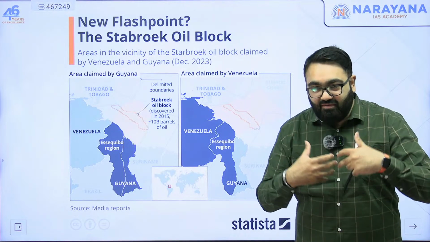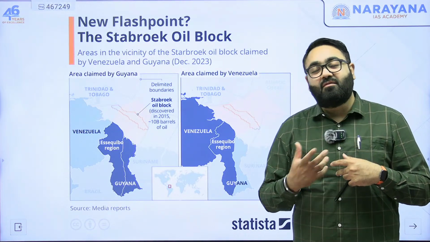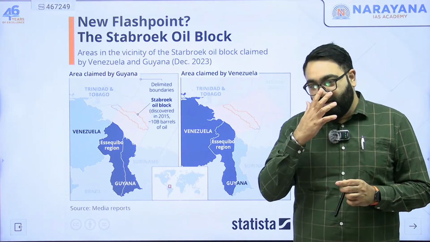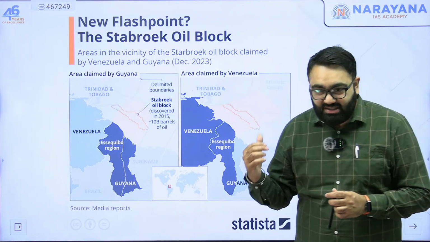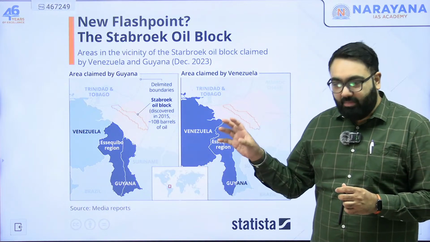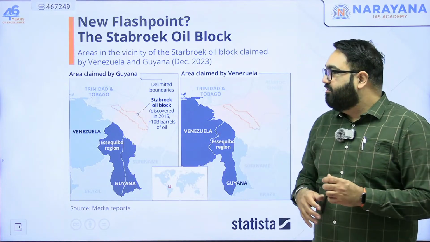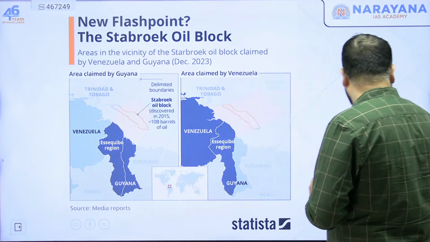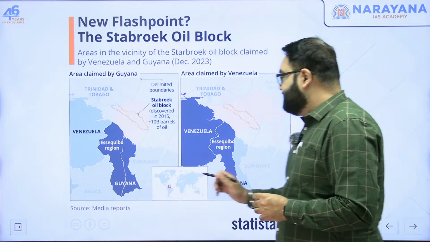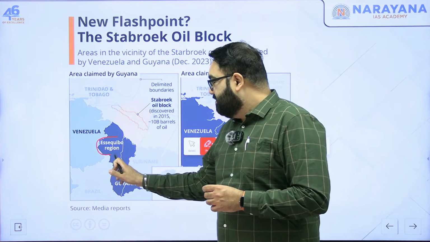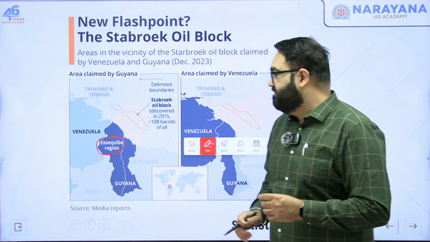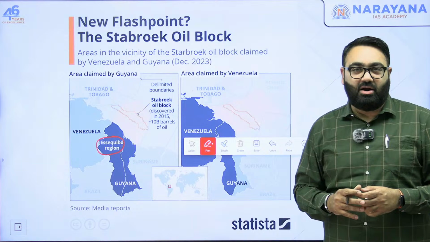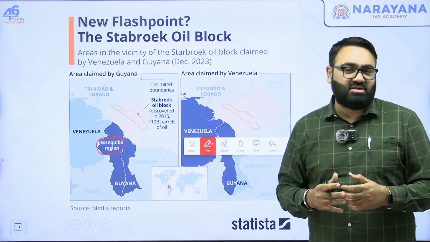We will control this. Now think from Venezuela's point of view, they're not even able to extract oil from their own region, and now they want the region from Guyana as well. Now this is where two regions are important for you to remember from the prelims exam point of view. First region is this, Essequibo region. This Essequibo region in Guyana is a region that shares its border with Venezuela. Venezuela for a long time has been claiming that they should be the one controlling this region. This is where the oil deposits were found earlier.